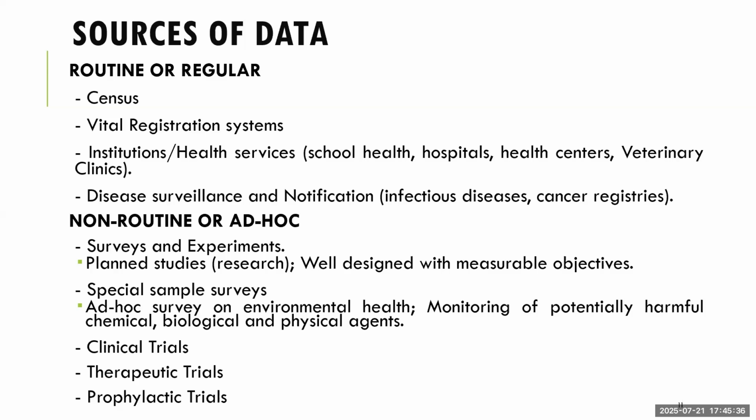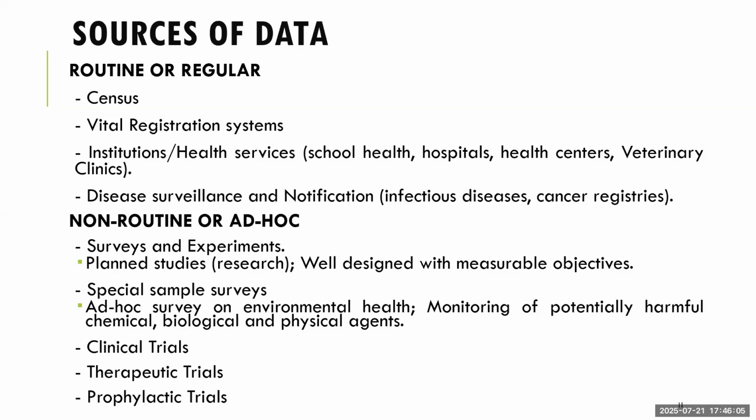Then institutions and health services can get routine data from these sources as well. Clinic registers, school health records, hospitals, health centers, veterinary clinics. In public health, these veterinary clinics are pretty important too because of emerging and re-emerging diseases. So immunization records of animals and all that, very important.